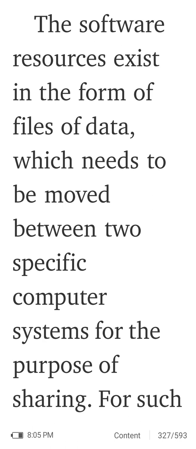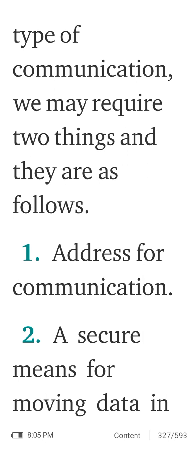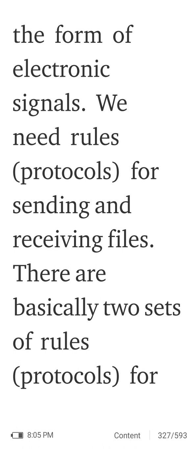The software resources exist in the form of files of data which need to be moved between two specific computer systems for the purpose of sharing. For such type of communication, they may require two things, and they are as follows: address for communication, a secure means for moving data in the form of electronic signals. We need rules, protocols for sending and receiving files.